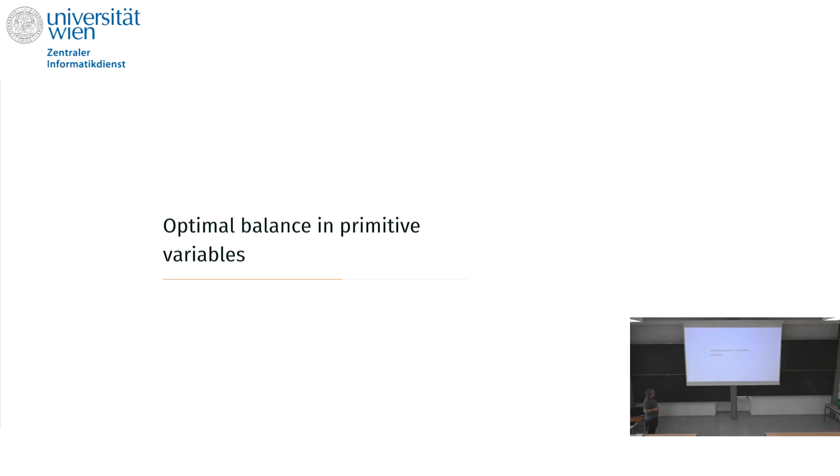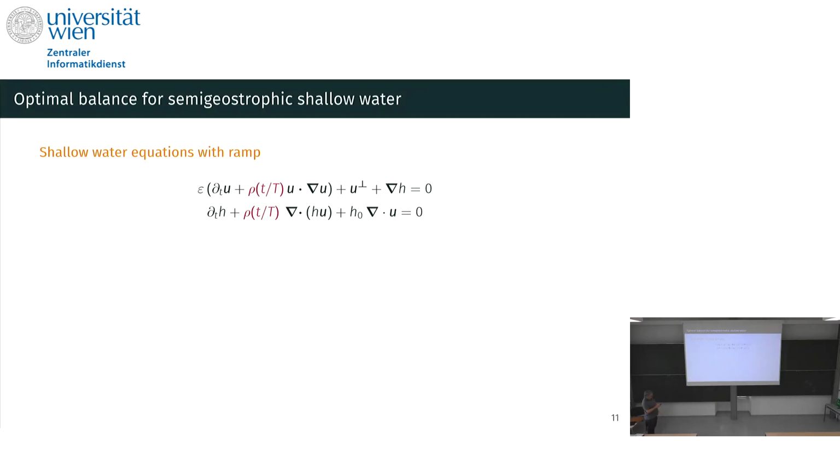All right, so optimal balance in primitive variables. Now the question, I'm going a little bit here to a GFD problem. Can we do something in the way most traditional models are constructed, to increase the range of application for this method? And the natural thing would be to put the ramp function in front of the nonlinear interactions. And so this is shallow water here just as one model equation.